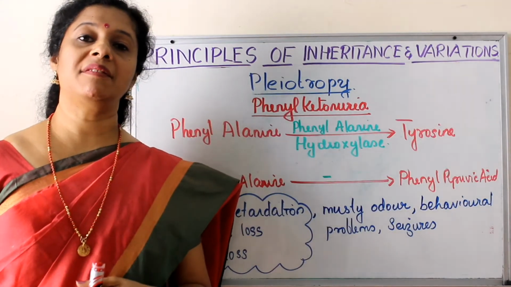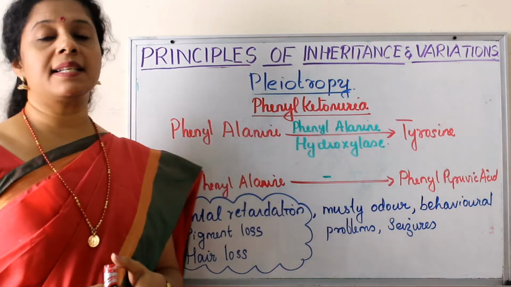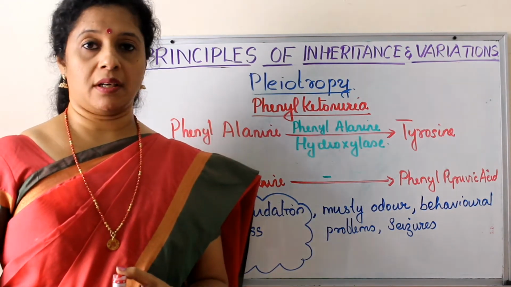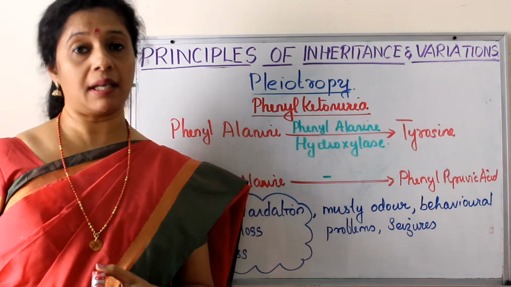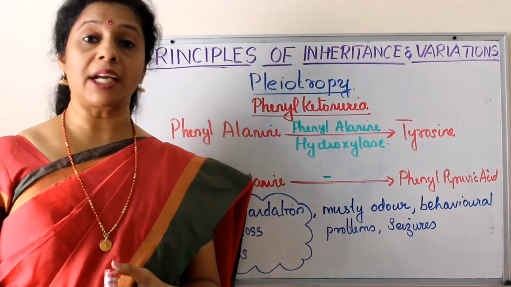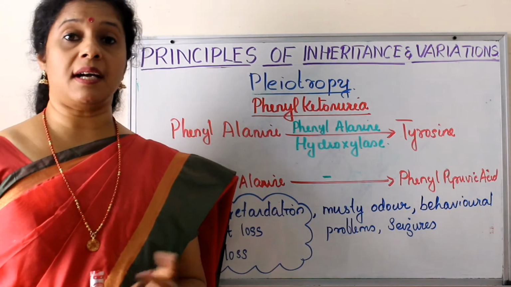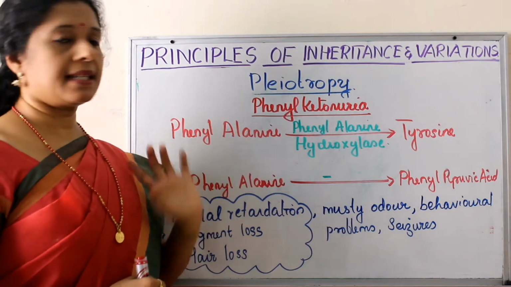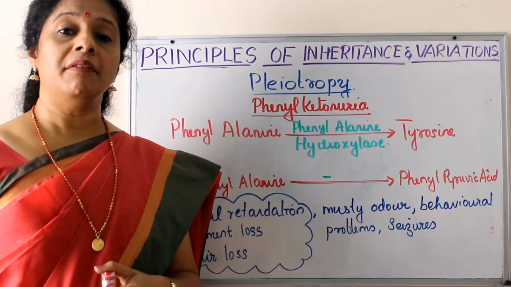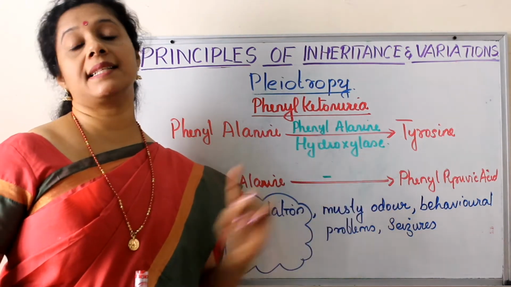The second example for pleiotropy is phenylketonuria. Here in this case, what is happening? In our body, phenylalanine is produced. Phenylalanine is an amino acid. This phenylalanine gets converted into tyrosine, which is another amino acid. For this conversion, what is required? An enzyme is required. The enzyme responsible for converting phenylalanine into tyrosine is phenylalanine hydroxylase.